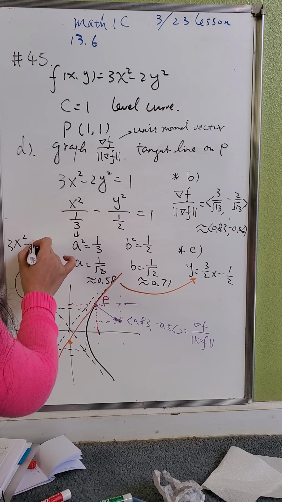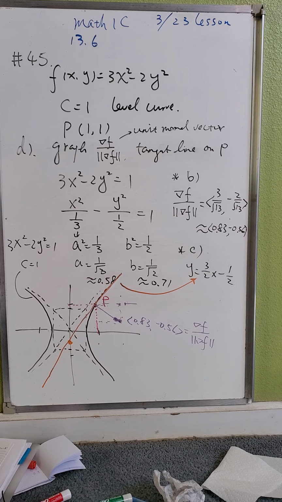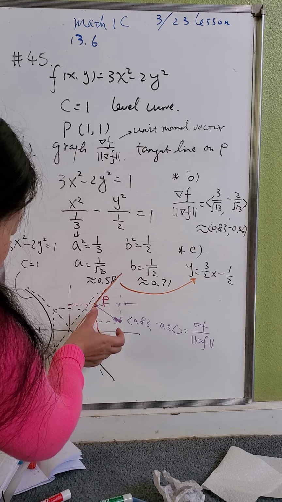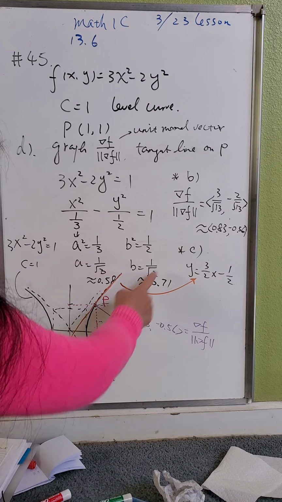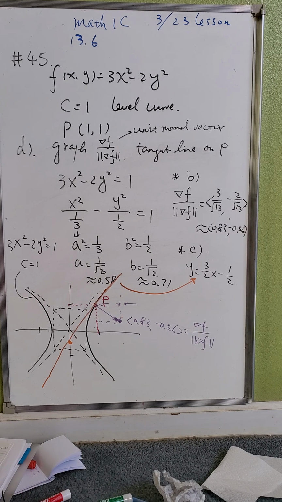3x squared minus 2y squared equal to 1. Okay, level curve equal 1. And then you need to know how to draw the gradient and the unit normal vector, which comes from the gradient. And then the tangent line. So that's the wrap up for lesson 13.6. And then I'm going to do 13.7. Make sure you read the book and watch the video a few times if you need to.